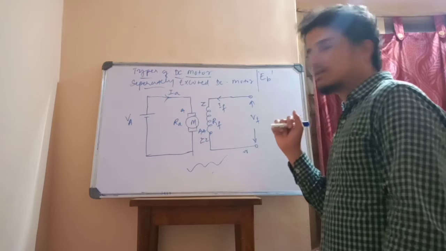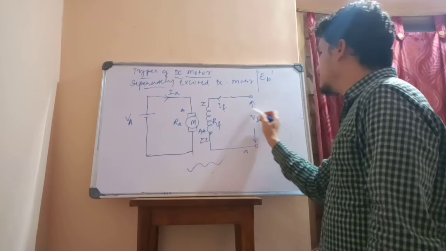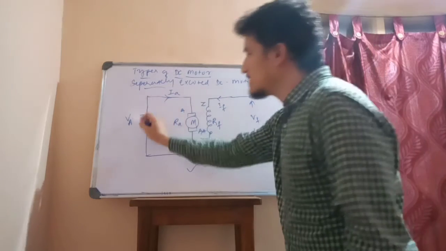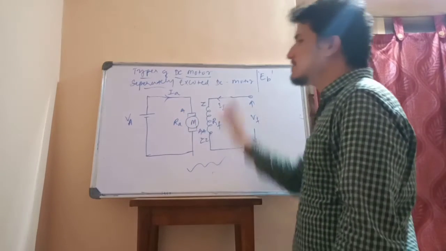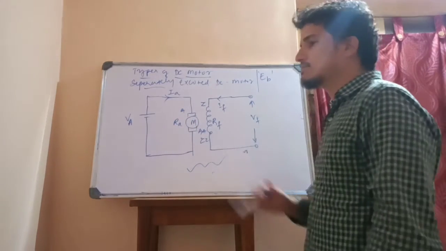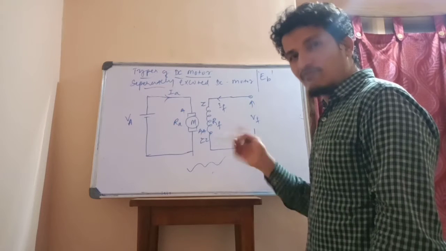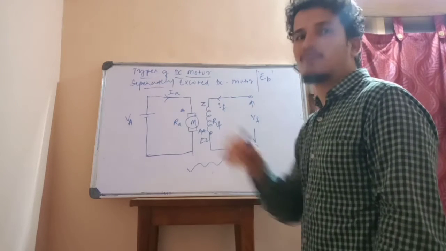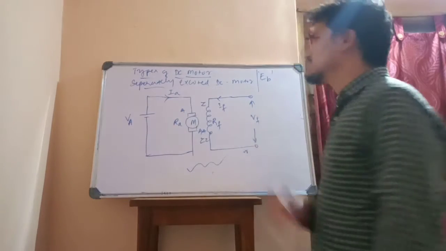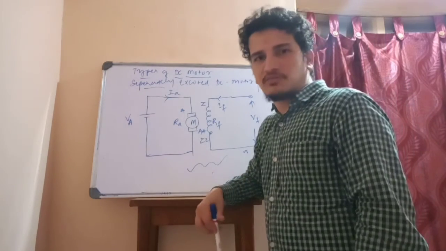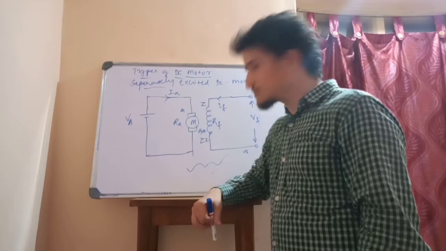Separately, a field supply is given here and the armature supply is given here. A common supply for both the field and the armature is not used. If I give it like that, then that is self-excited. Here I am giving separately, so this is a separately excited DC machine.